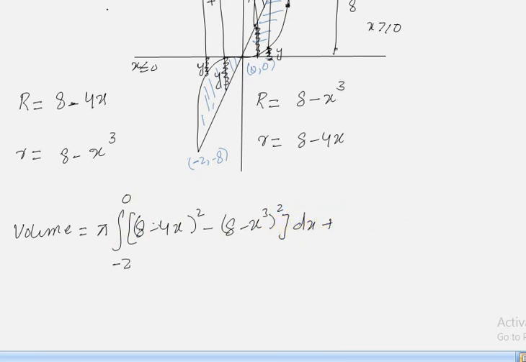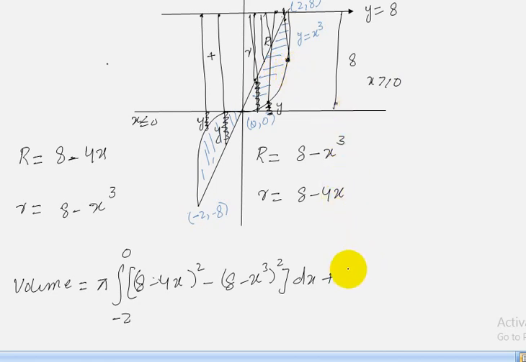plus, for this region we have the relation pi times definite integral, as x varies from 0 to 2, so we write it as 0 to 2. Our outer radius is 8 minus x cube, 8 minus x cube square, minus inner radius 8 minus 4x, 8 minus 4x square, whole dx.